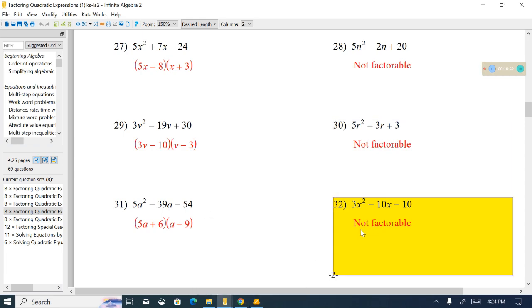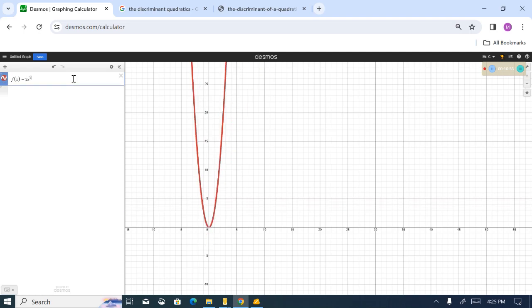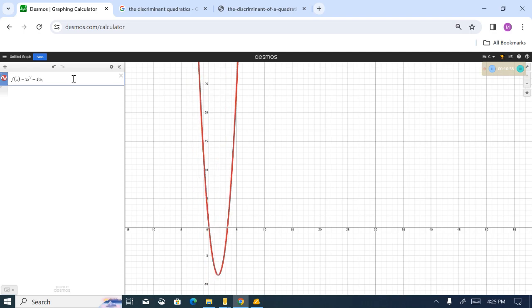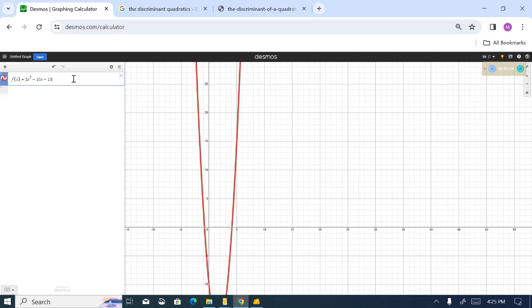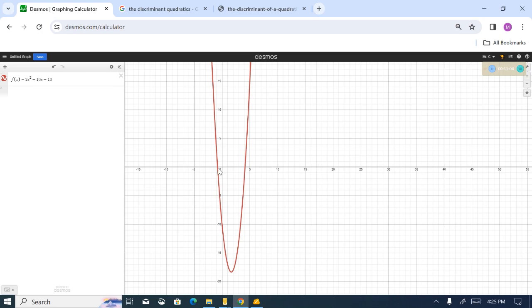So let's look at number 32, which is one that I had kind of a problem with, because I thought this was incorrect for the worksheet generator to tell us that it was not factorable, because it is factorable. It's just not factorable with integers, or even with rationals, with whole numbers in this case. I think we can see from this graph, I just graphed it, 3x squared minus 10x minus 10. Look, it crosses the x-axis at these two values.